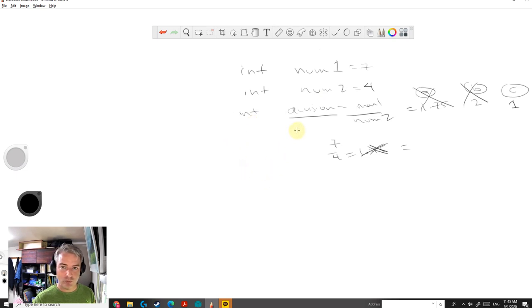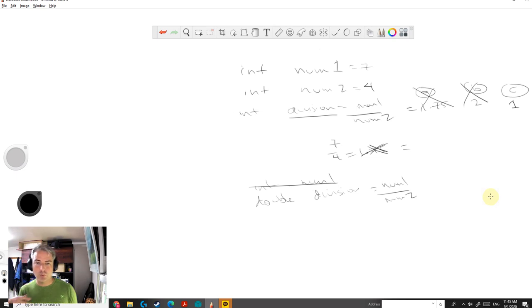We could do something different. What about if we change this? Int num1, let's leave it all the same, but now we're going to make division a double. That'll fix our problems. Division is equal to num1 divided by num2. You might think this would fix the problem, because division is now a double, and a double is a decimal, so we should get the correct answer of 1.75. But actually, when you run this code, we're still going to get an answer of 1, assuming it's 7 and 4.